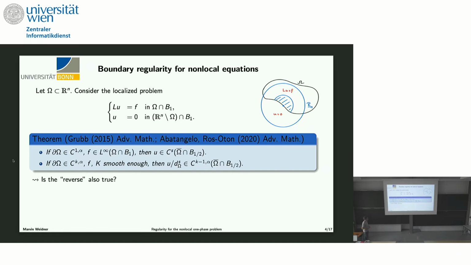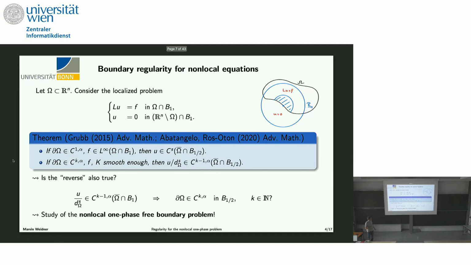And this is a natural question that leads to the Alt-Caffarelli problem. One goal of this talk will be to answer this question, namely exactly what I said before: if this quotient is nice, does this mean that the domain is nice? If you think about the local case, then when you take u to be the Green function, the normal derivative of the Green function would be the Poisson kernel, right?